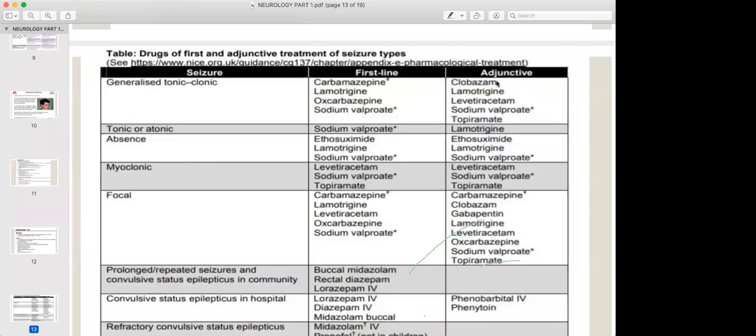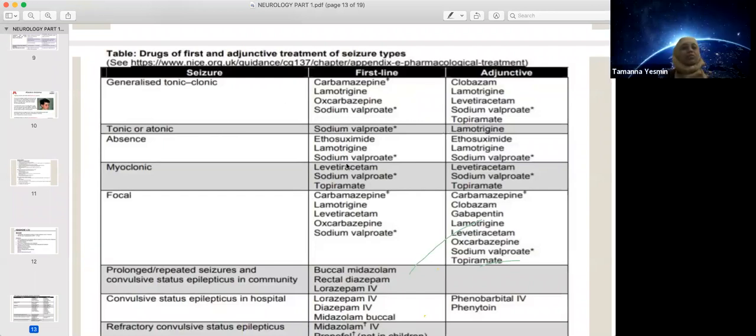Now, tonic or atonic, we use sodium valproate. As an adjunct, we use lamotrigine. Now, absence seizure, first drug, ethosuximide, lamotrigine, sodium valproate. But here I will mention sodium valproate is the best drug for absence seizure for boys. But for girls, we will use ethosuximide. Lamotrigine is a little bit costly, okay? We can use ethosuximide. Now, myoclonic seizure, we will use levetiracetam.